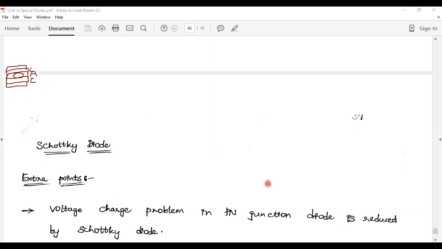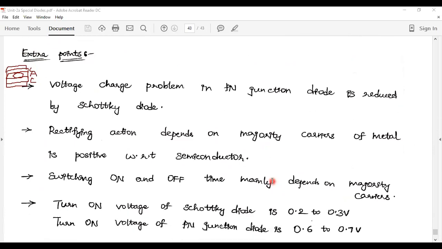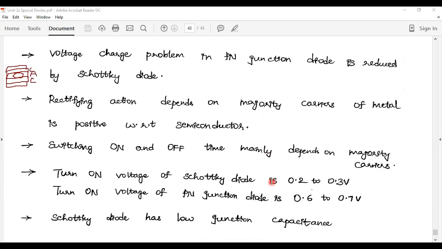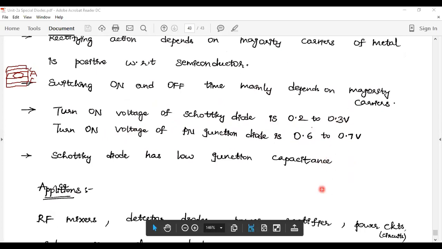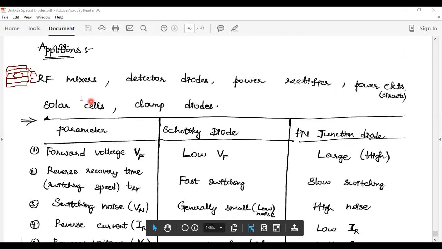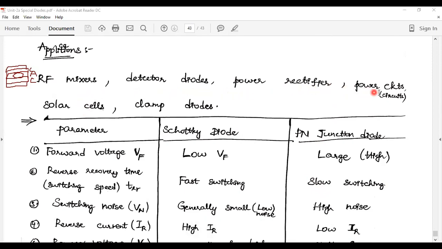Schottky diode, extra points. Rectifying action depends upon the majority carriers of metal, that is positive with respect to semiconductor. The turn on voltage of Schottky diode is 0.2 to 0.3 volts. Turn on voltage of PN junction diode is 0.6 to 0.7. Here, the Schottky diode turns on at just 0.2 volts, whereas here we have to give 0.6 or 0.7. Applications of Schottky diode are RF mixers, radio frequency mixers, detector diodes, power rectifiers, power circuits, solar cells, clamp diodes.